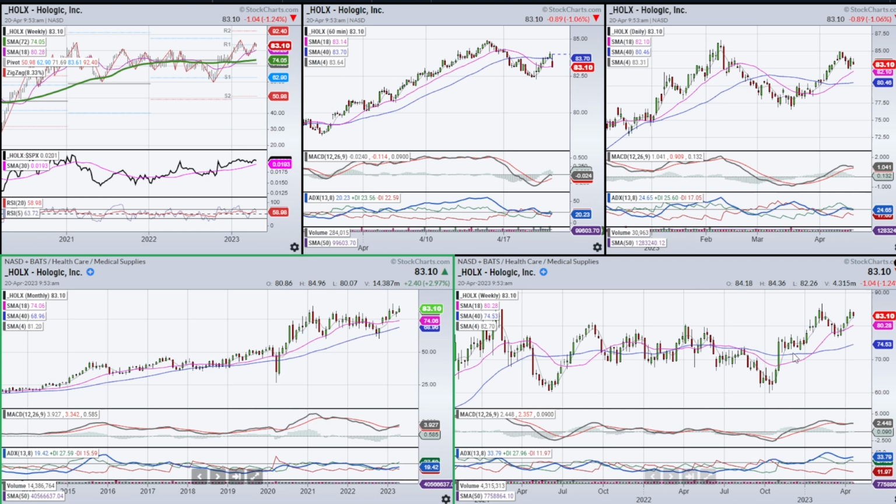I like to have the bigger picture in my favor when I'm doing a trade. Even if I'm doing a swing trade off the daily, I like to have the bigger time frames working in my favor, having the wind at my back, because I know that the bigger time frames are in agreement.